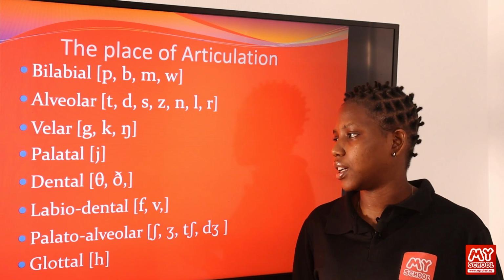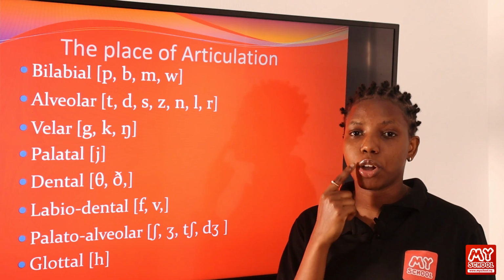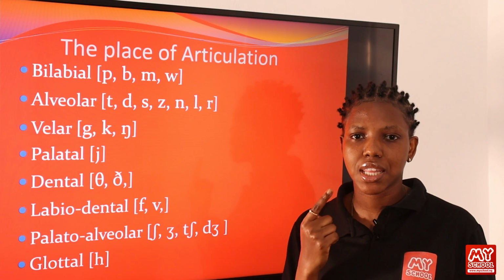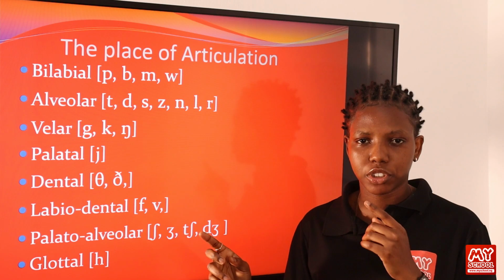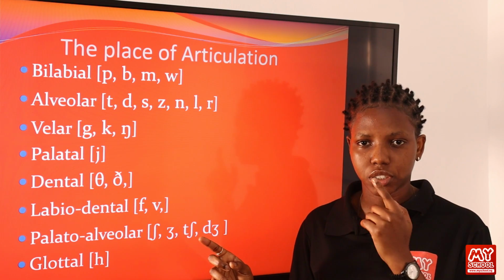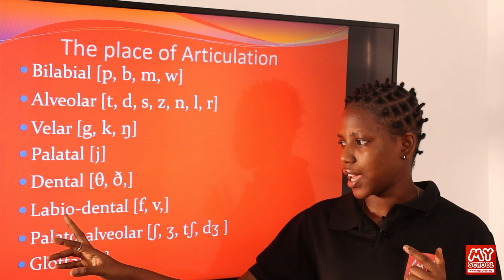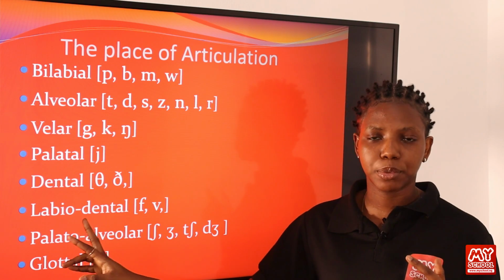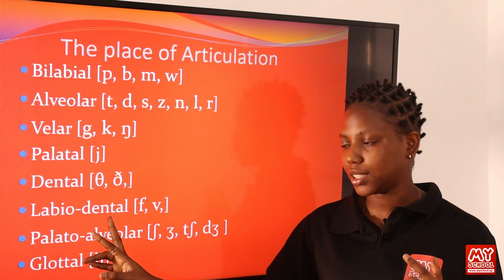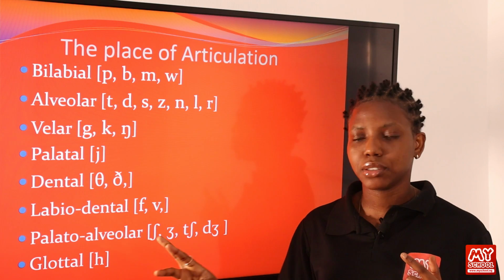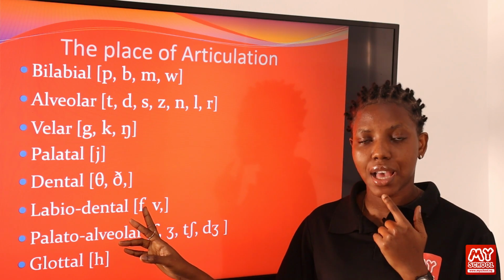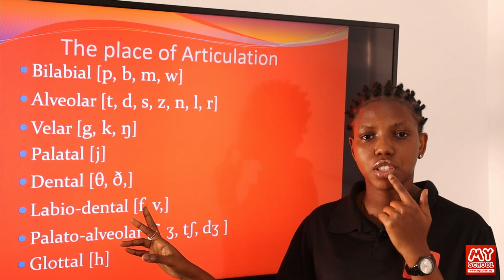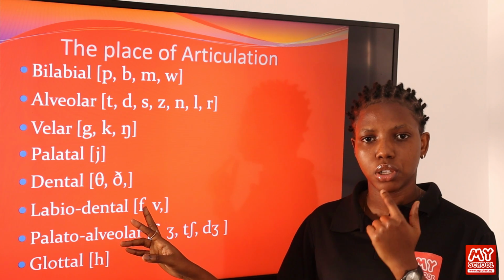The next is dental. Dental uses the tip of your tongue touching the upper part of your teeth, the upper teeth. The next is labiodental. Labiodental uses the lip and the teeth. So that involves the upper part of your teeth and your lower lip.